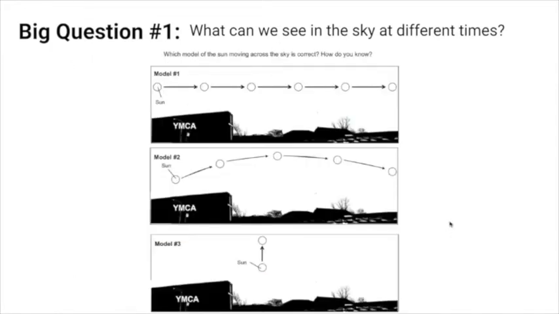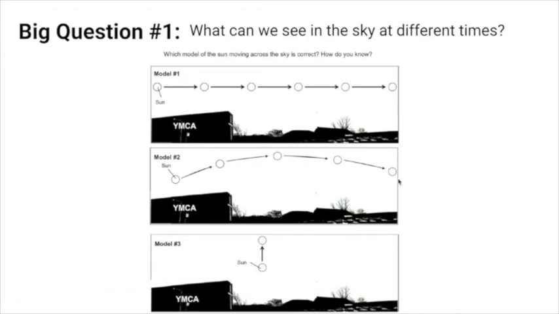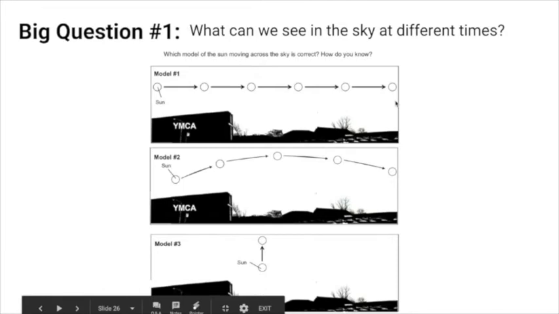In this lesson, students discuss 3 different models of how the sun might travel across the sky, and their goal is to argue for which model they think is correct based upon the observations that they made earlier.